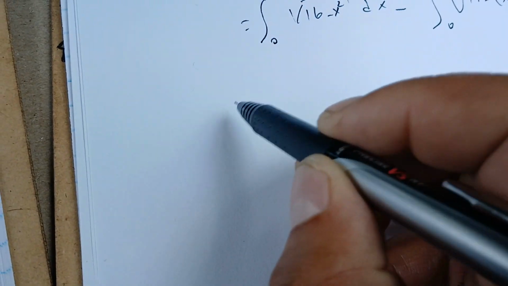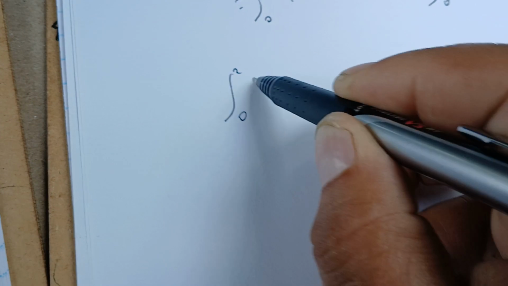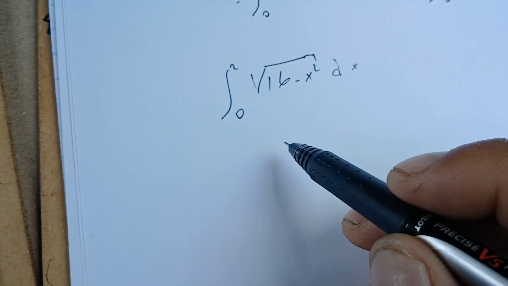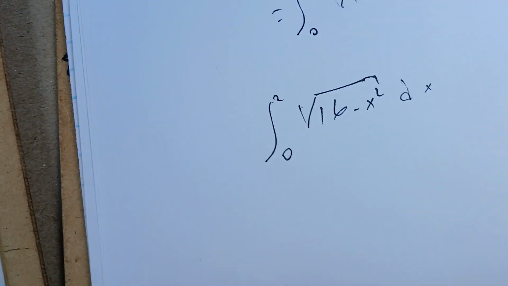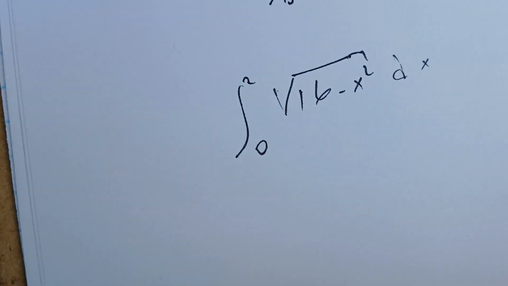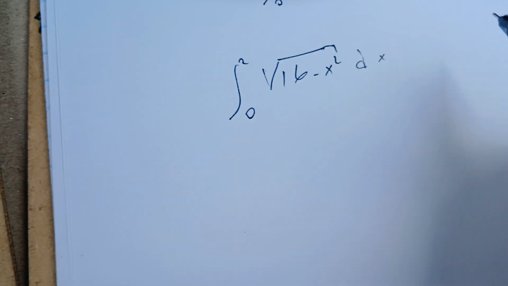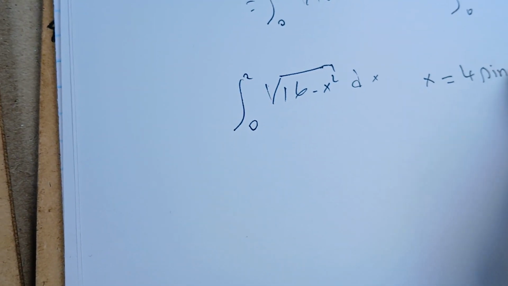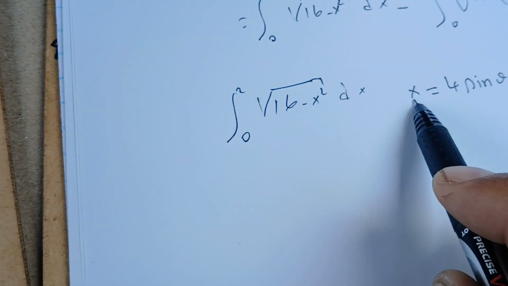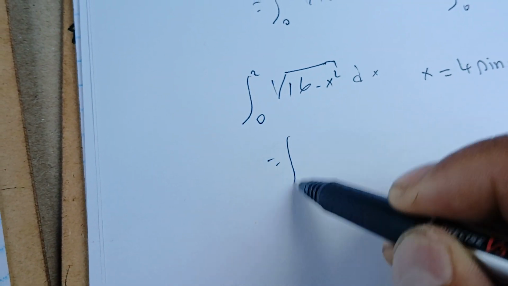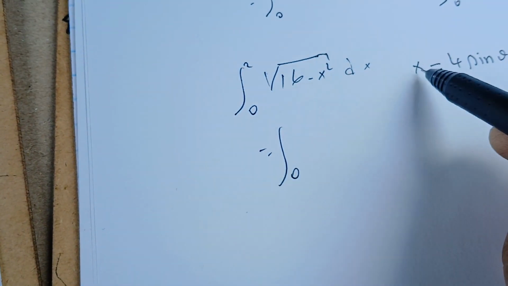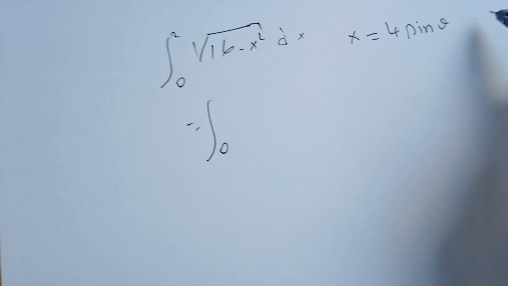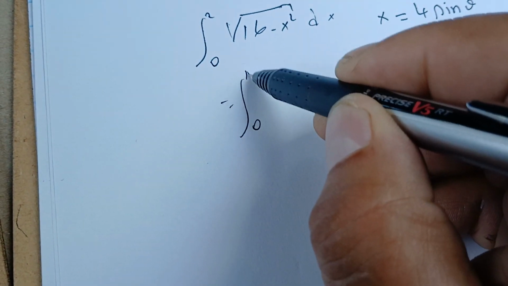So let's first compute this one: 0 to 2 of the square root of 16 minus x squared dx. The best way to do this integral is a change of variable. Let's get x equal to 4 sine theta. When x is 0, theta is 0. When x is 2, we get sine theta is 1/2. That means we have pi over 6.